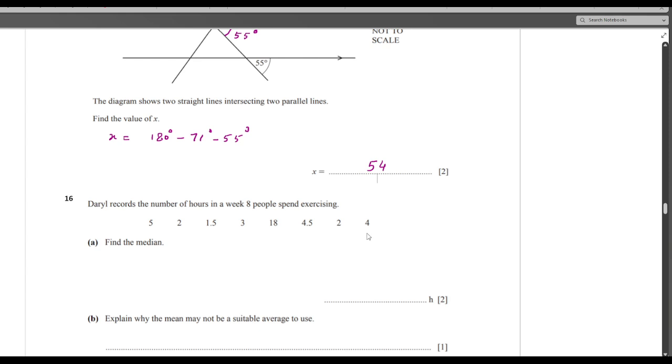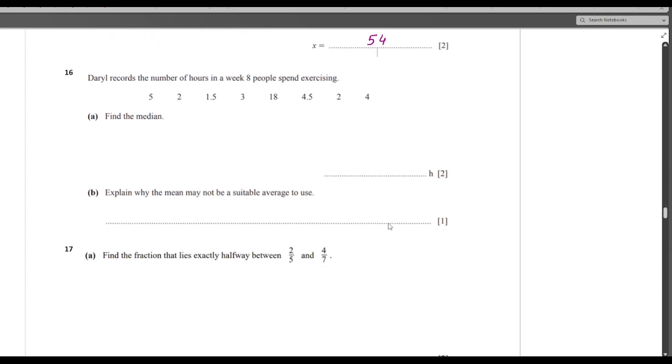Daryl records the number of hours in a week 8 people spend exercising. Find out the median. For finding the median, you have to write all the numbers in ascending order first. So you will begin with 1.5, 2, and then 2 again, and then you have 3, and then 4.5, and then 5, and then 18.